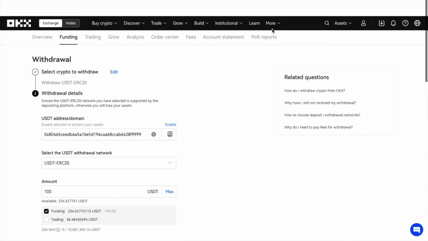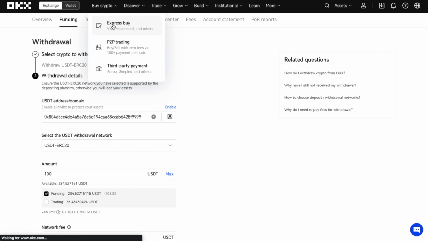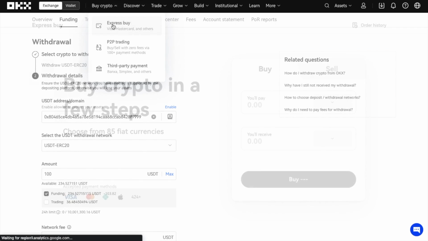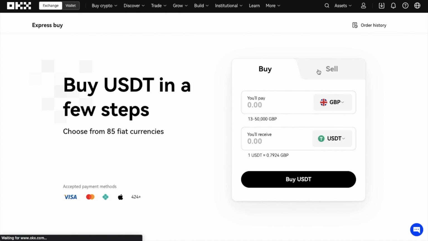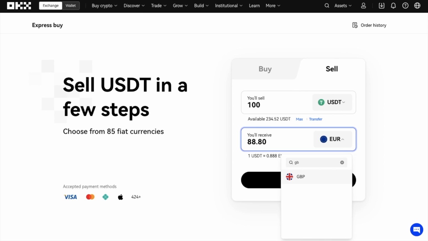Lastly, we're going to take a look at how to sell your crypto for a fiat currency. Now, OKX doesn't actually have fiat markets that you can trade USDT for GBP, for example, but they do have the buy crypto option that we looked at earlier, which had a sell tab. From the buy crypto screen, choose sell, then select the crypto that you want to sell. Enter the amount, as well as the currency that you'd like to exchange it to.